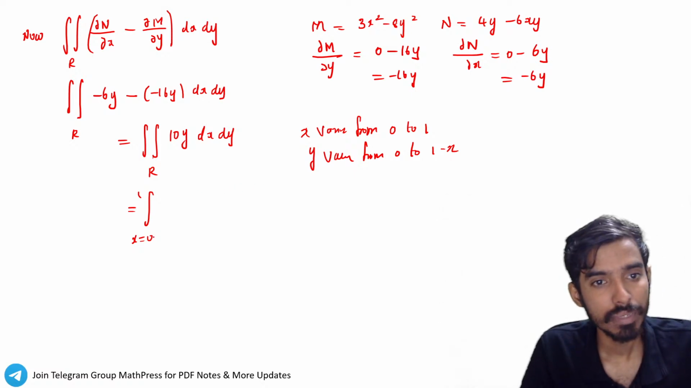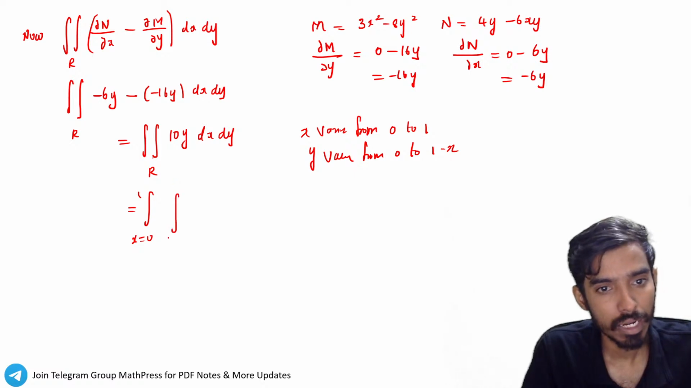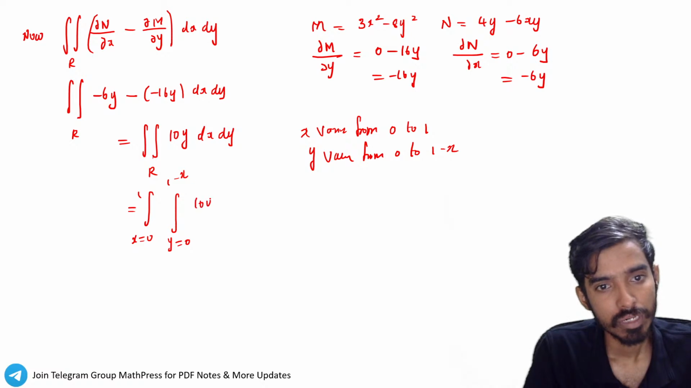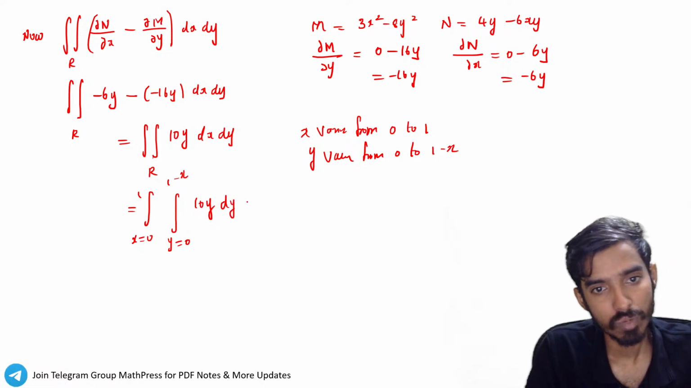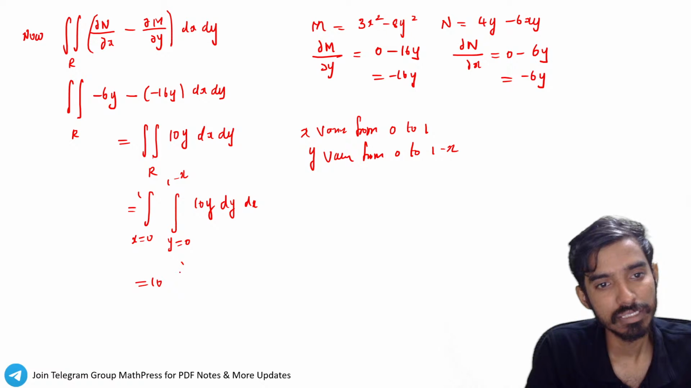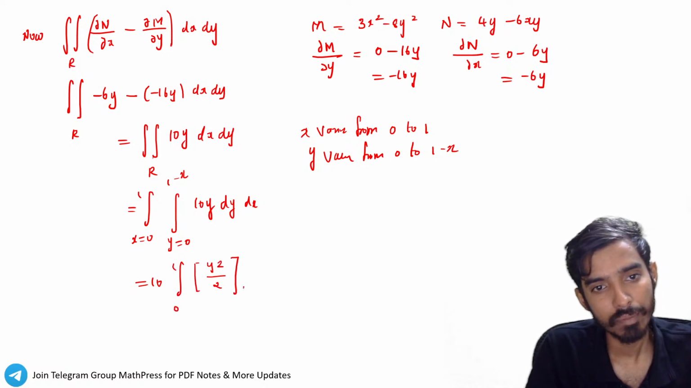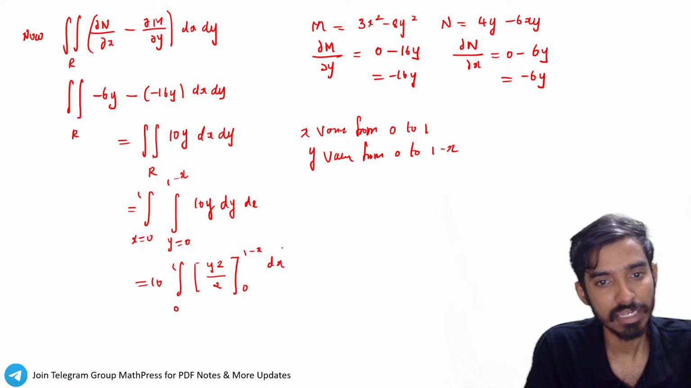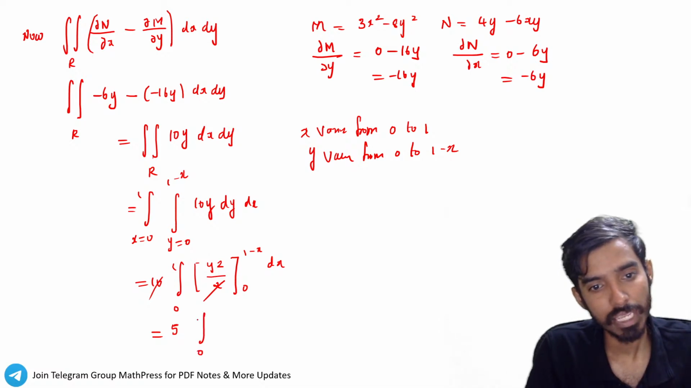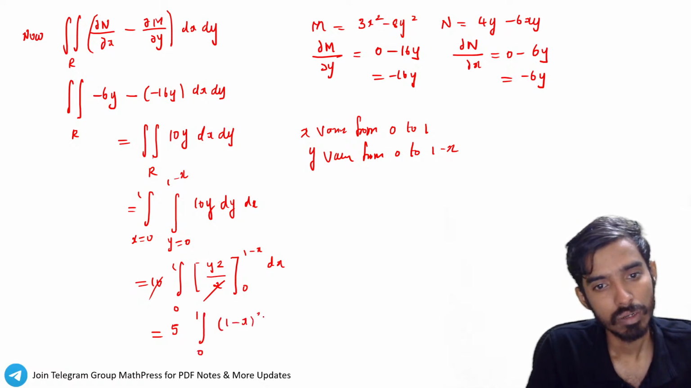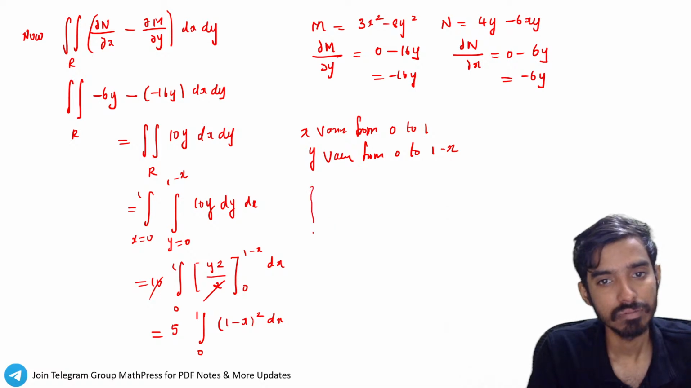Okay. So x varies from 0 to 1 and y varies from 0 to 1 minus x, for 10y dy dx, right? Let this 10 stay outside. x varies from 0 to 1, and this will be y squared by 2, from 0 to 1 minus x, dx. This 10 will give 5. So 5 times the integral from 0 to 1 of (1 minus x) squared dx.